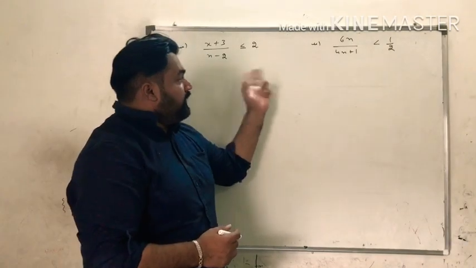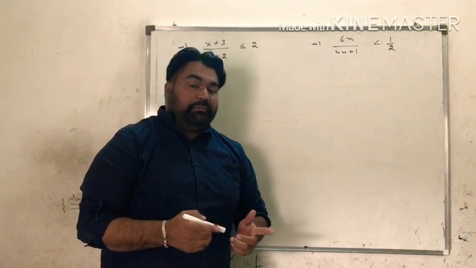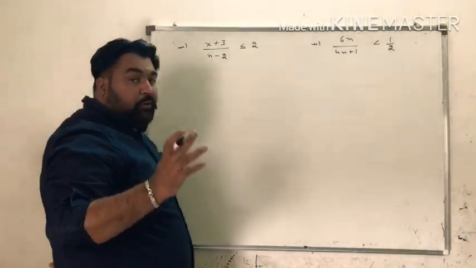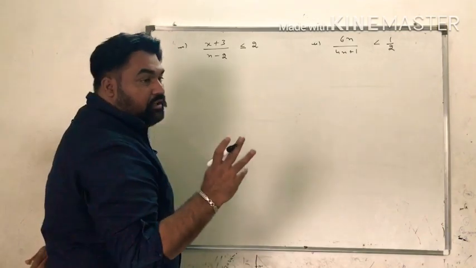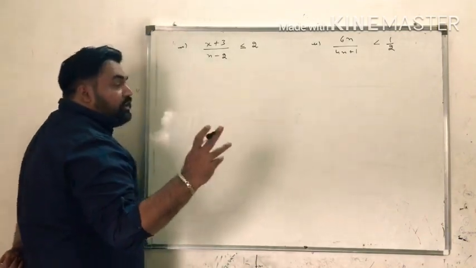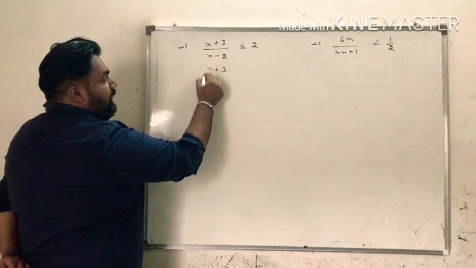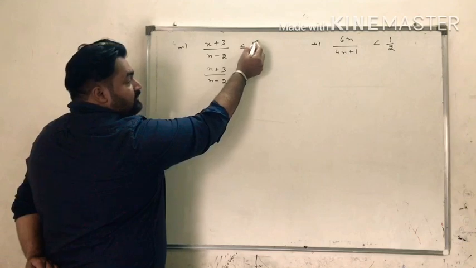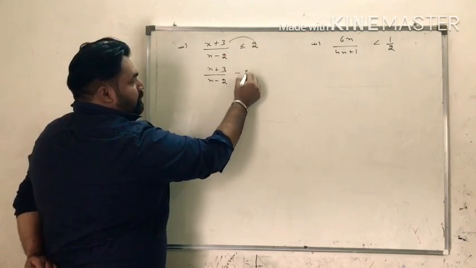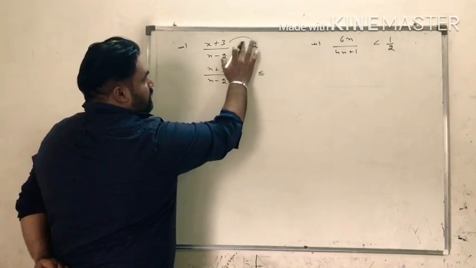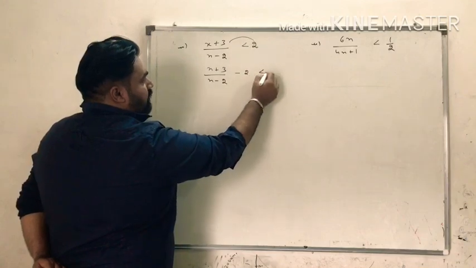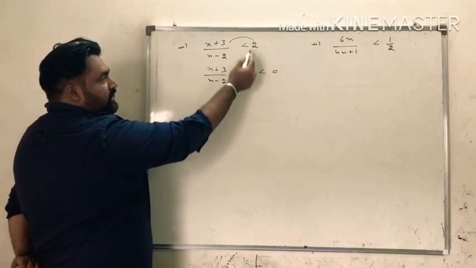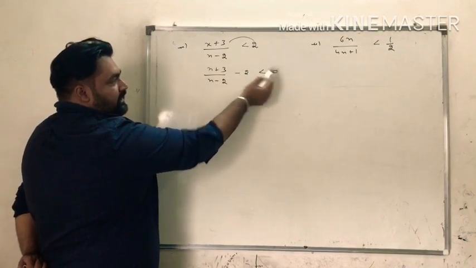So there are another two examples of a upon b form. In this question you are not supposed to do the cross multiplication. This is another rule of a upon b form. So x plus 3 upon x minus 2, shift this number to this side. Minus 2 less than or equal to 0. The rule is shift this sign to this side. This plus 2 becomes minus 2 and less than 0.